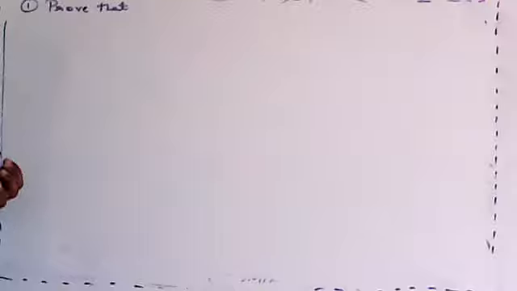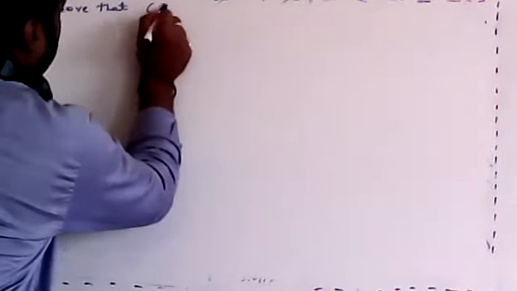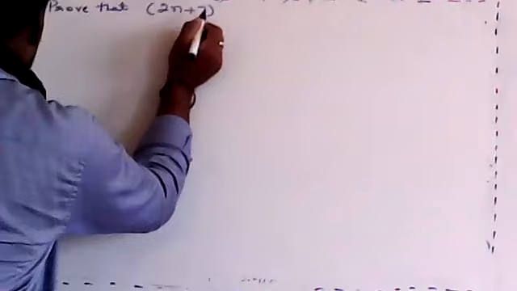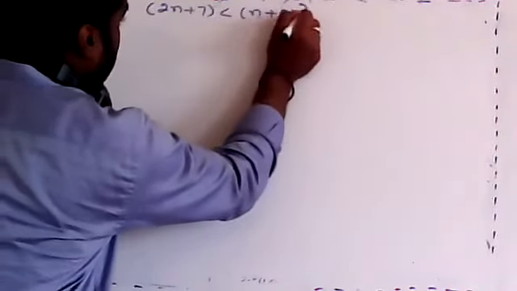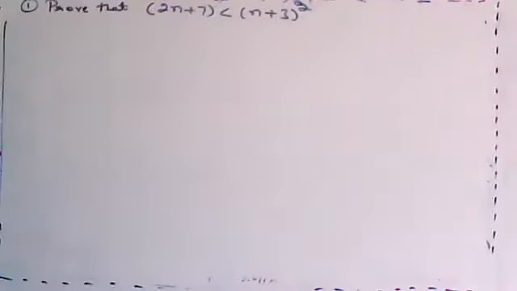Okay, in the same way, we'll move on to the next one. Prove that 2n plus 7 is less than (n plus 3) the whole square.